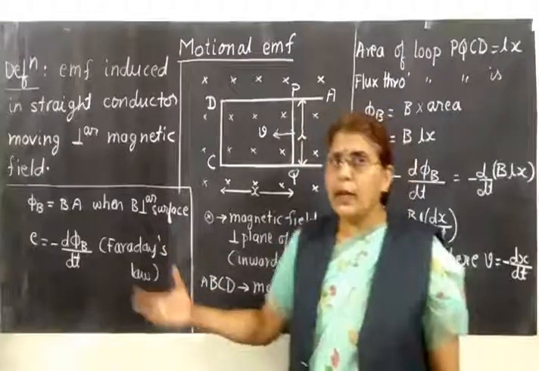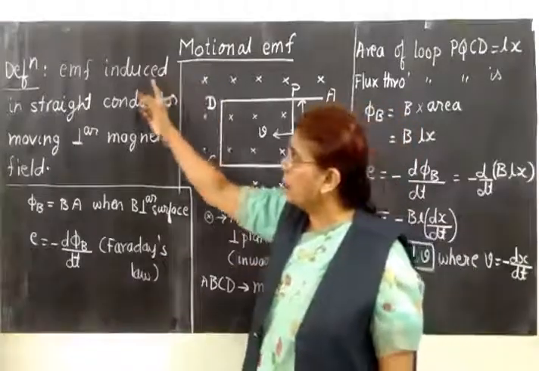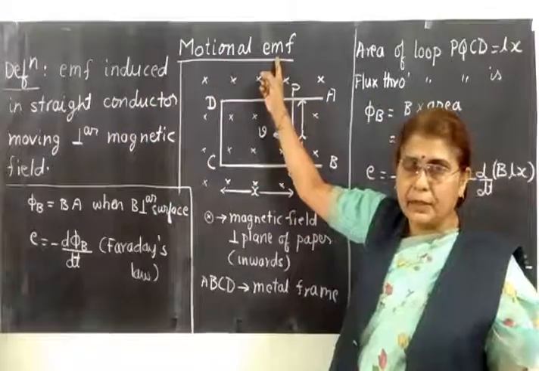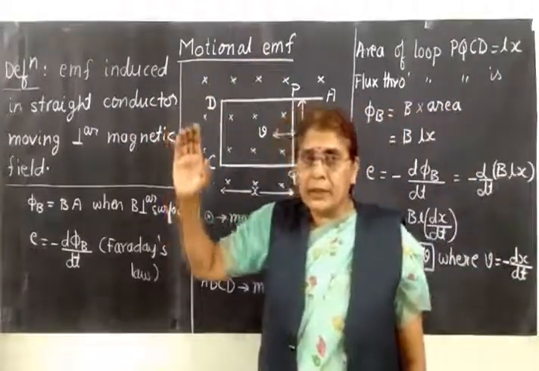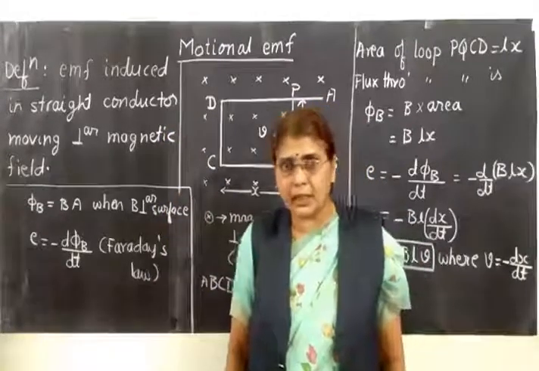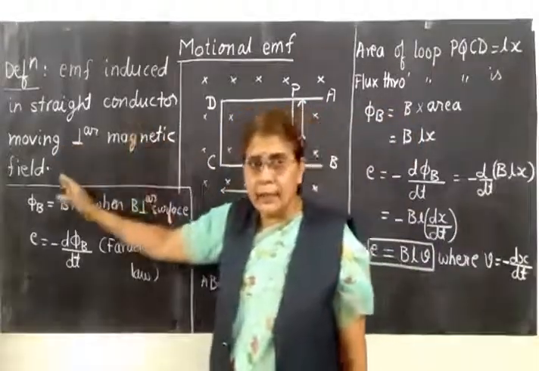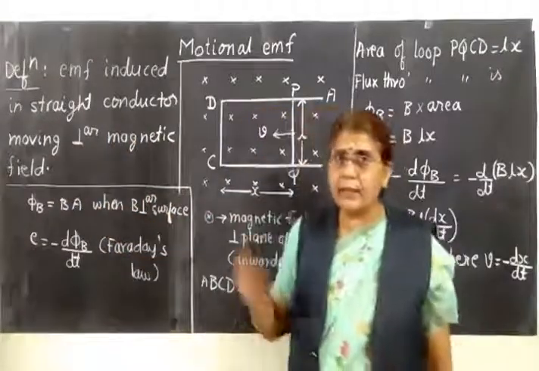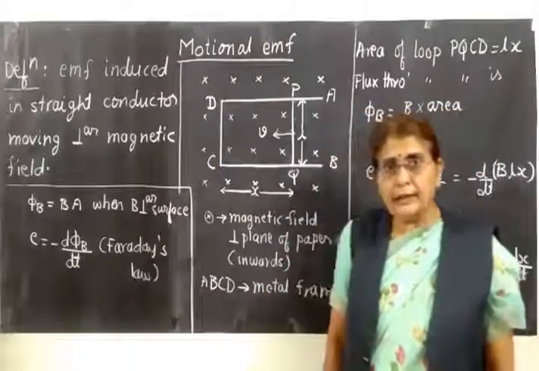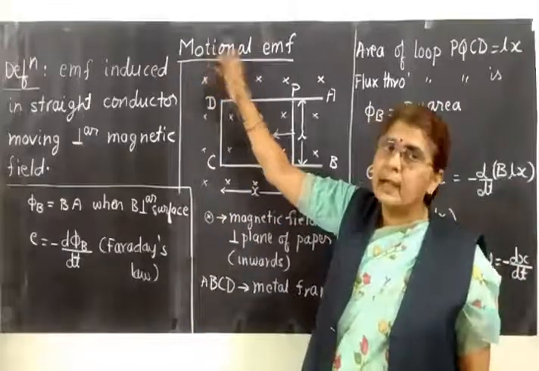Whenever there is a change in magnetic flux, EMF is induced. Such EMF induced in a straight conductor, we call motional EMF. For EMF to be induced in a straight conductor, the flux associated with it should change. How is it possible? For that, the conductor is made to move in the magnetic field in a perpendicular direction. Whenever the conductor moves in a magnetic field perpendicular to it, the flux linked with it changes, and therefore EMF is induced in it, and that EMF is called motional EMF.